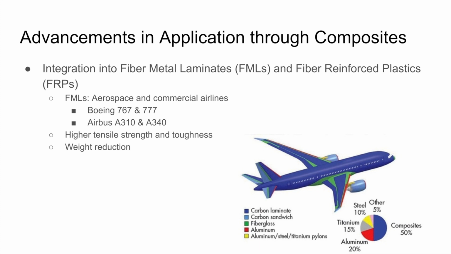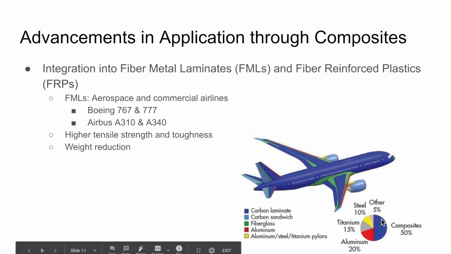A couple examples are the Boeing 767 and 777, and then the Airbus A310 and A340, which both, like I said, use composites, especially in the wings here. So you can see that 50% of the airline is made of composite. This is the Boeing 767, and Kevlar is commonly used in composites, like I said, especially in the edges of the wings.